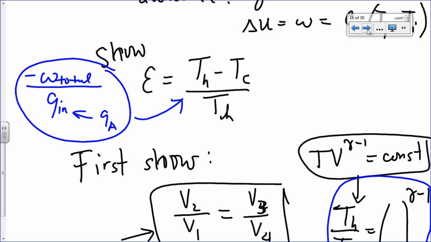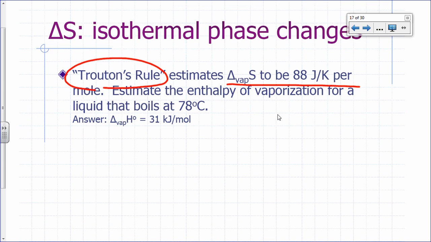Alright, so let's pick up where we left off last time. Isothermal phase changes, like I said, there's an empirical rule. Empirical simply means what? It's based on experimental data that you can use to estimate delta S. It's not perfectly accurate, but it's reasonably accurate for a lot of gases, especially nonpolar compounds made of nonpolar molecules. Delta S vaporization is about 88 joules per Kelvin per mole.